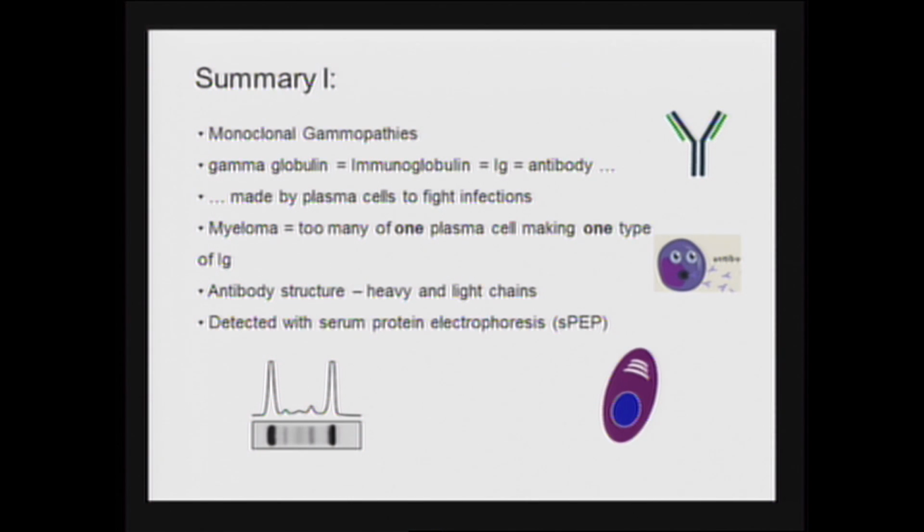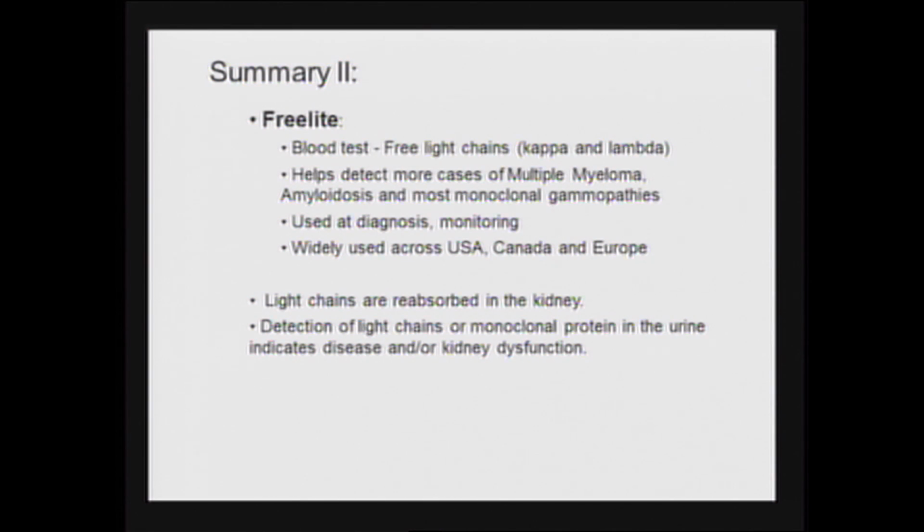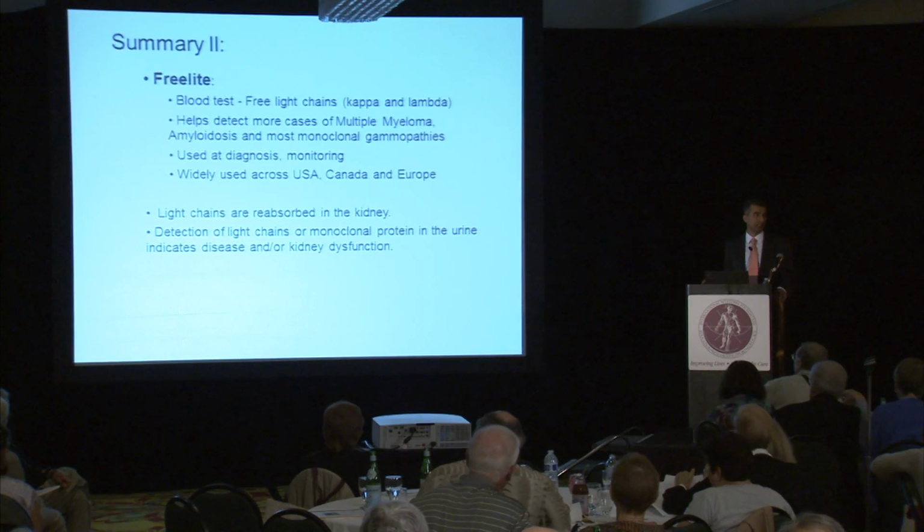We talked about the heavy and the light chains, and that they can be detected with serum protein electrophoresis. Remember that M spike? And then the FreeLite test is a blood test for the free kappa and the free lambda, the ones not bound to the heavy chains. It helps detect more myeloma and amyloidosis. We can use it in diagnosis and monitoring. It's widely used across the globe, actually. And then we talked a little bit about light chains that are reabsorbed by the kidney. That's the way our blood is normally filtered. We reabsorb some of that protein so it doesn't end up in the urine. But if we detect it in the urine, then that really indicates that there's some kidney damage.